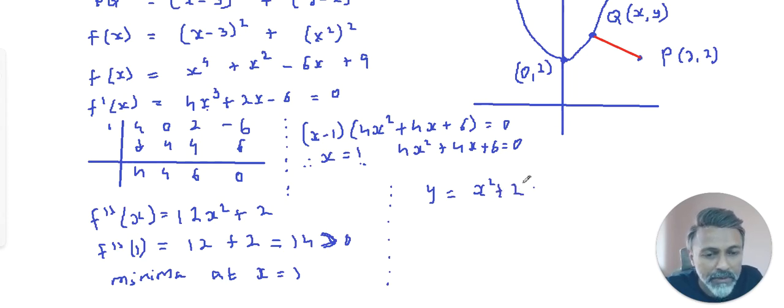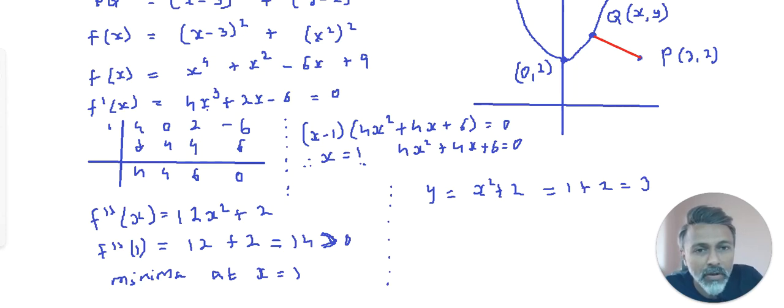Substitute x as 1. We get 1 plus 2 is equal to 3. So we have got Q's coordinate as (1, 3). So when the fighter jet is at the coordinate (1, 3), it will be nearest to your soldier who is sitting here at (3, 2).